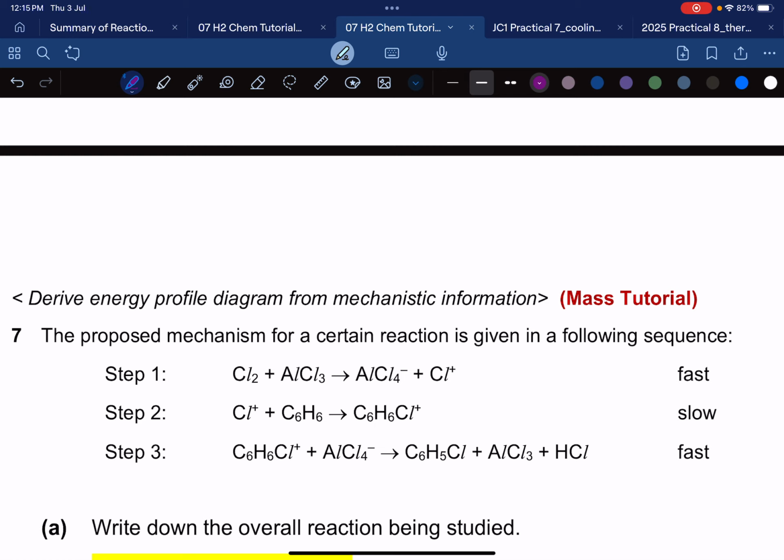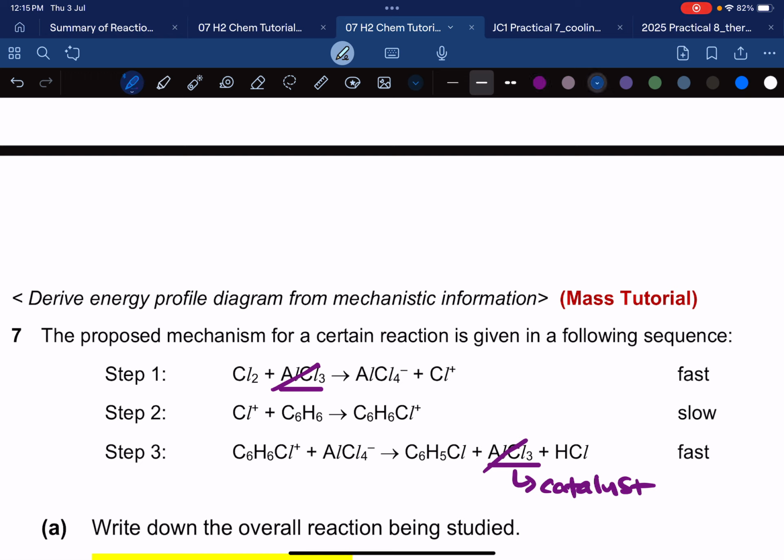Remember, catalysts and intermediates will not appear in the overall reaction, because a catalyst is consumed and actually regenerated again at the end of the reaction. The catalyst in this case is aluminium chloride. It reacts in step 1, and then it is regenerated and produced again in step 3. So I know this is not going to appear in my overall reaction.